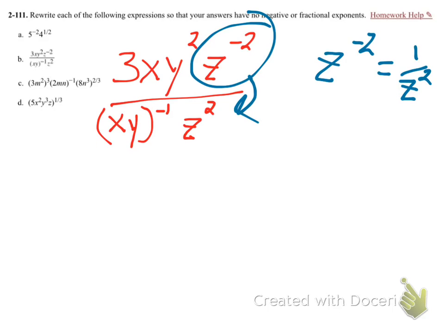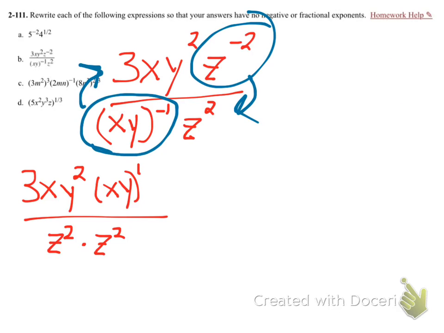Very similar thinking here with this one. If I have x times y and that entire thing is to the negative first, to make it a positive exponent, I use the reciprocal, which moves it back to the numerator. So I'm going to rewrite this problem by just doing nothing else but getting rid of my negative exponents. So I've now rewritten this, taking this now in the numerator, and my z squared is now in the denominator, and I have all positive exponents.